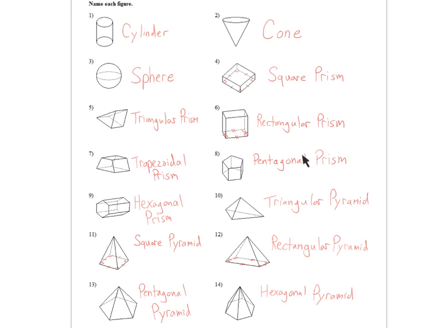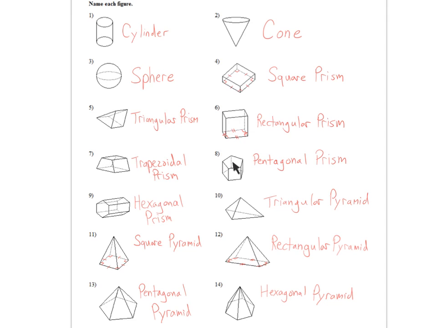See all these prisms right here? These are all prisms. Do you see how this has a square on the bottom and goes straight up, kind of like a cylinder? Square prism. See the triangle here on the front and is pushed back? That is a triangular prism. Rectangular prism, see the rectangle on the bottom, straight up. Trapezoidal prism, see a trapezoid right here, pushed back.